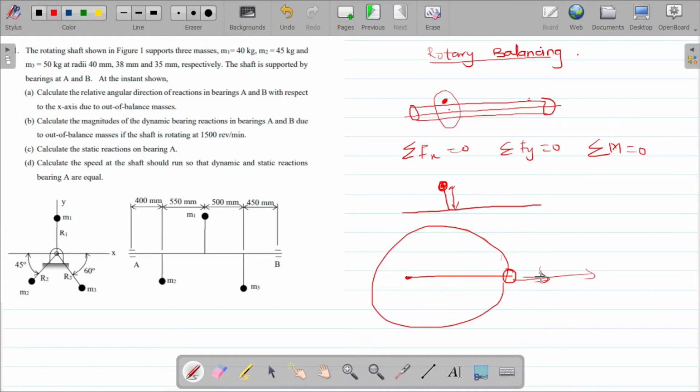So the ball is trying to move out with a certain force Fc, which is equal to mv squared on r, or m omega squared r. Now, this is what we call the centripetal force. This centripetal force here is balancing the tension in the string or the rope you are using to whirl the ball around. In the same vein, the mass on the shaft will also experience this centripetal force.